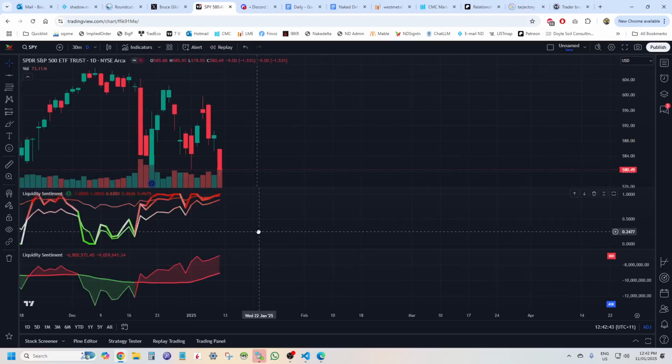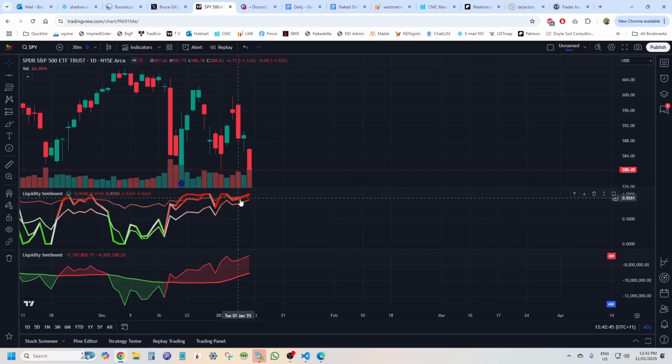And what it will show is the thicker the line, the more localized, or the more recent that localized liquidity is, and the thinner the line, that localized liquidity is over a much larger period of time.